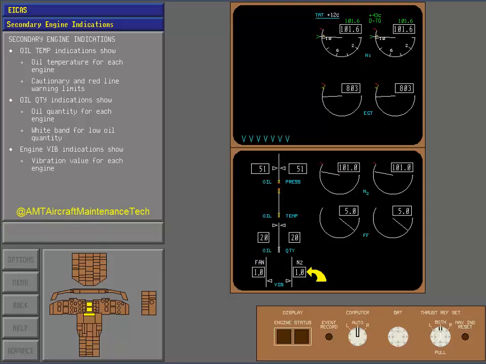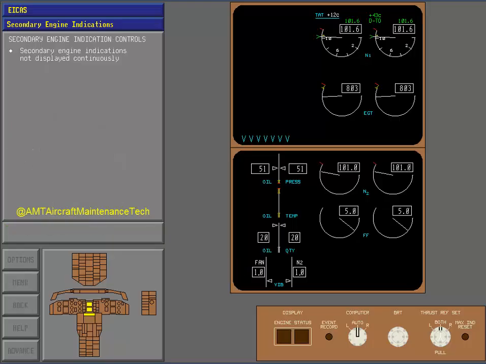Finally, let's look at the engine vibration indications. They show a vibration value for each engine. They also indicate the component, fan, LPT, or N2, with the highest vibration level. This indication will read BB for broadband if it cannot be determined which rotor has the higher vibration level.